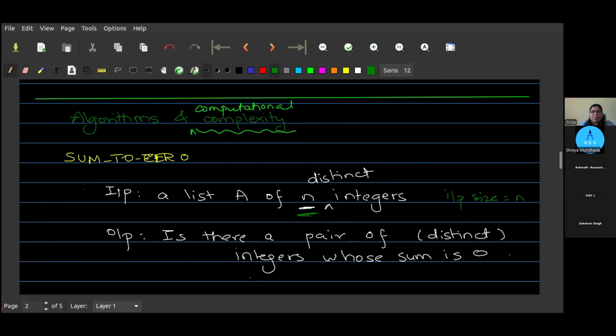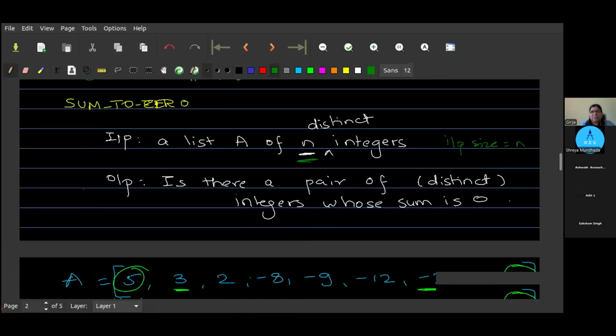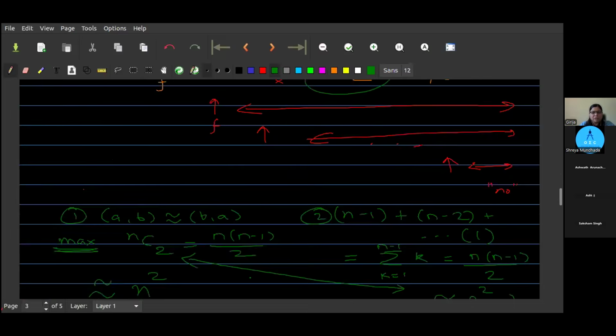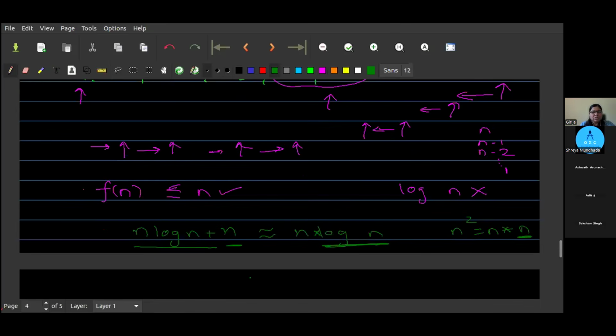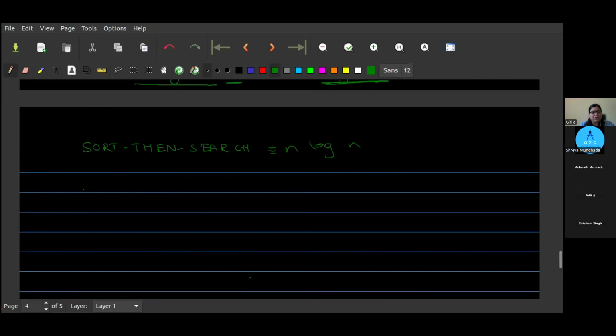So the sum to zero problem has two different algorithms. I'm sure you can come up with other algorithms as well. In fact, you can think about this: can you do this in better than n log n? Think about that. Better than n log n means something which grows slower than n log n and still gives you the answer. So we have two algorithms. This is another algorithm. The first one was brute force.